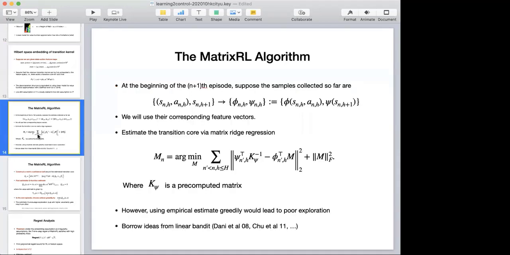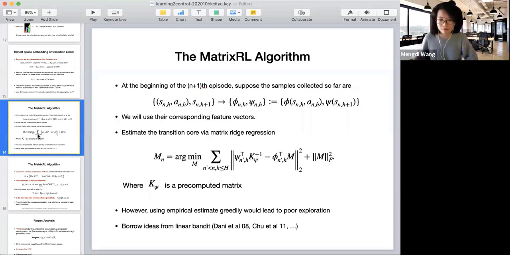Okay, so say that we have this matrix model, then what do we do? Again, at the beginning of a new episode, we have a bunch of samples collected so far. This is the collection of state-action-next-state transitions that we have observed in our experience. We are going to map each transition onto two feature vectors. Now, in order to estimate the unknown transition kernel, this can be reduced to a matrix estimation problem, actually a matrix regression problem.